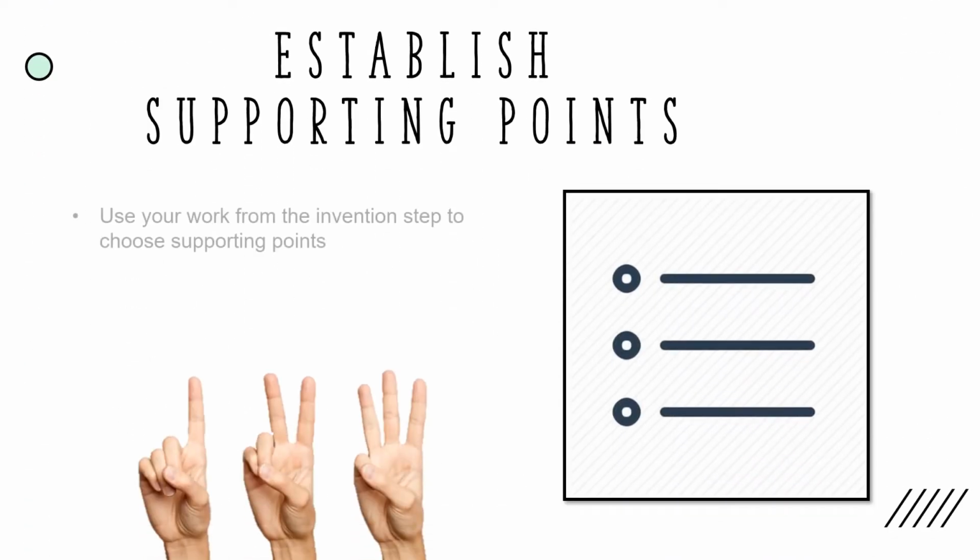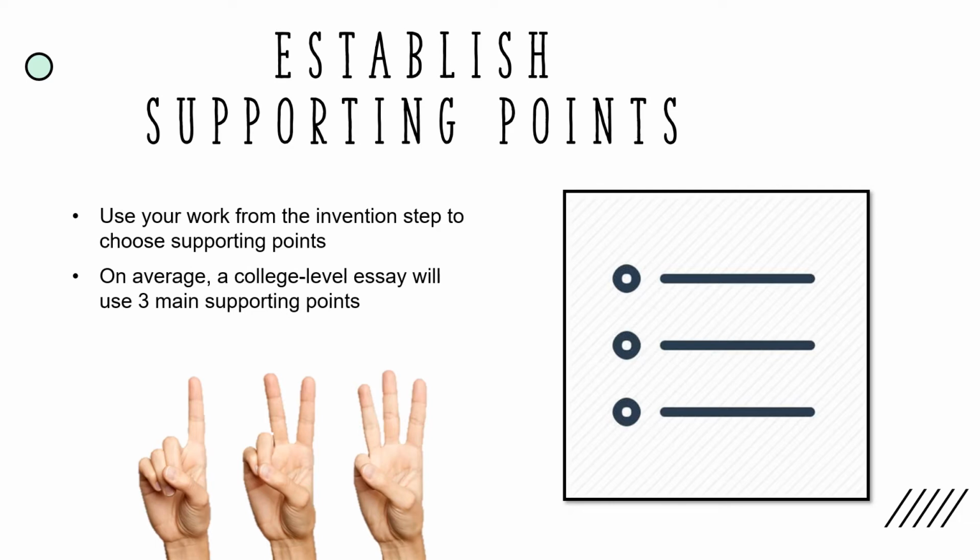Then, you'll need to use your work from the invention step to settle on your main supporting points for your thesis. On average, a college-level essay will use 3 main supporting points.